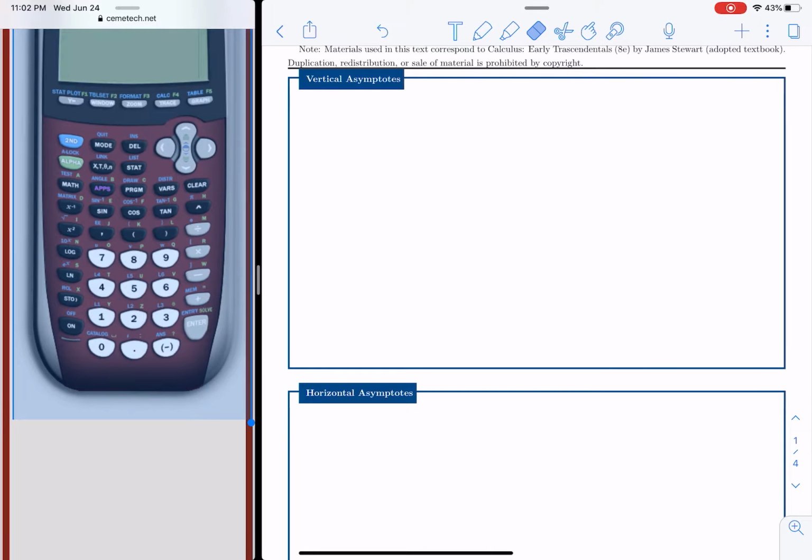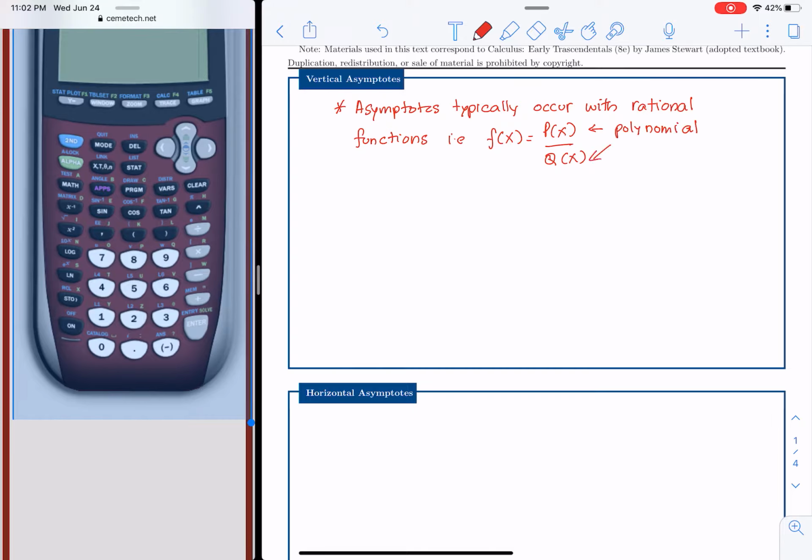So asymptotes typically occur with rational functions. That is, say f of x equals p of x divided by q of x. So that is a polynomial. So is the denominator. It's a polynomial such as a quadratic function, cubic function, and so forth.